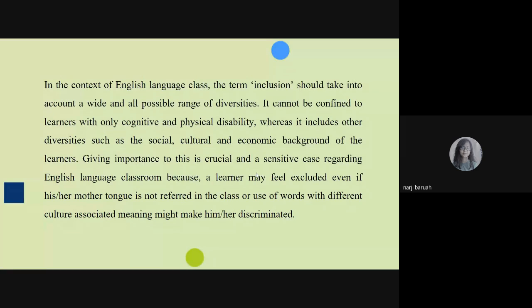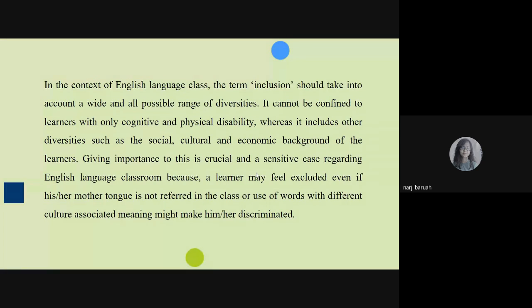That itself is the first step to include the students in the classroom. Now, in the context of English language class, the term inclusion should take into account all possible range of diversities. It should not be confined to just cognitive or physical disability, or you can say difficulties. Rather than disability, I would say difficulties, whereas it includes other diversities like social, cultural, economic, etc.